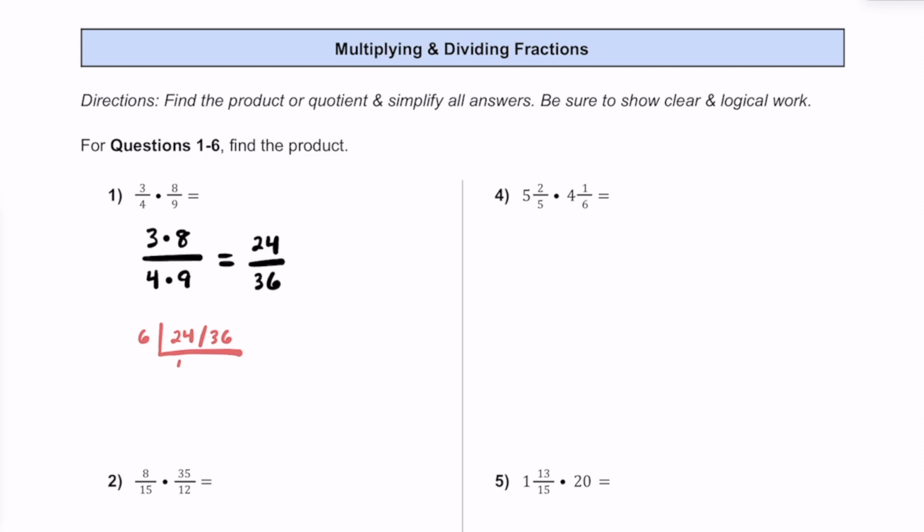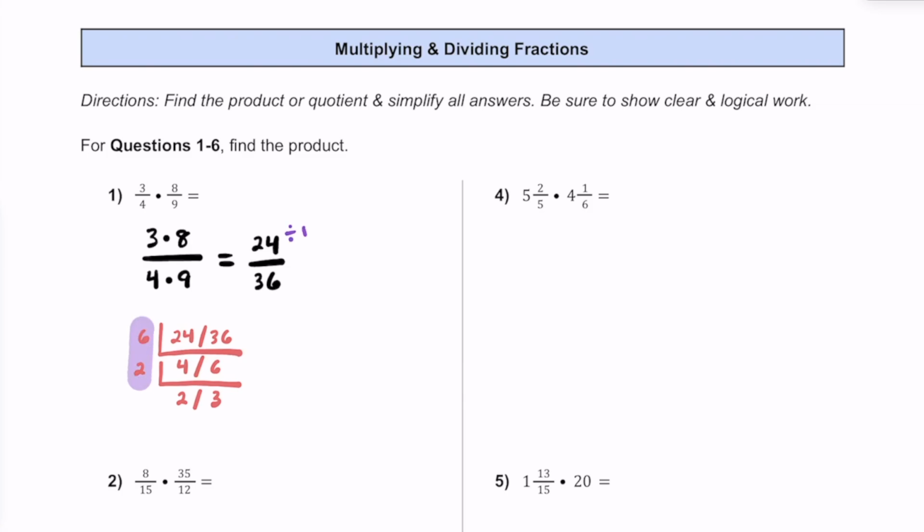6 goes into 24 4 times, and then we put this fraction bar. 6 goes into 36 6 times. Looks like for 4 and 6, you can find another common factor though. Let's go with 2 here. 2 goes into 4 2 times, and 2 goes into 6 3 times. So on the side, 6 times 2, because I think we're done here, is going to be the GCF, and that's going to be 12.